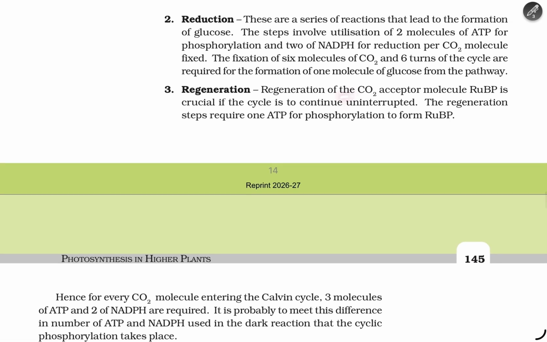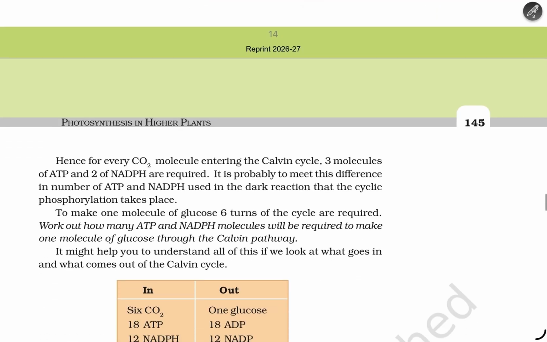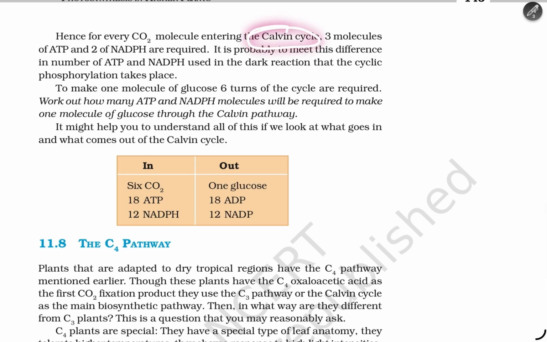The regeneration of the carbon dioxide acceptor molecule RuBP is crucial if the cycle is to continue uninterrupted. The regeneration step requires ATP for the phosphorylations to form RuBP. Hence, for every CO2 molecule entering the Calvin cycle, 3 molecules of ATP and 2 NADPH are required.